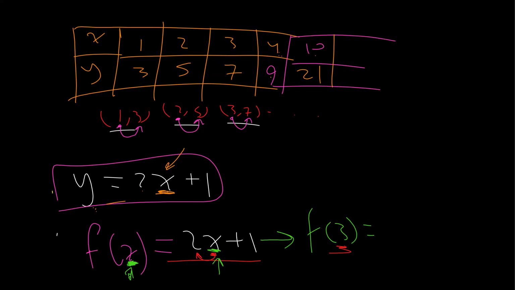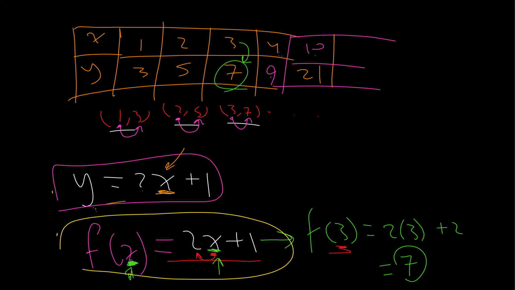So f of 3 is going to be 2 times 3, plus 1. So 2 times 3 is 6, plus 1, that is 7. So as you see, this 7 is the function of 3. So function is a general rule, and you can use it to find the function of any number.